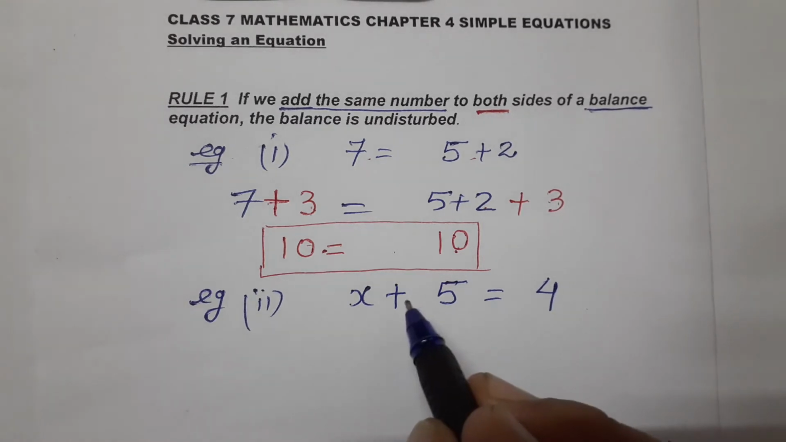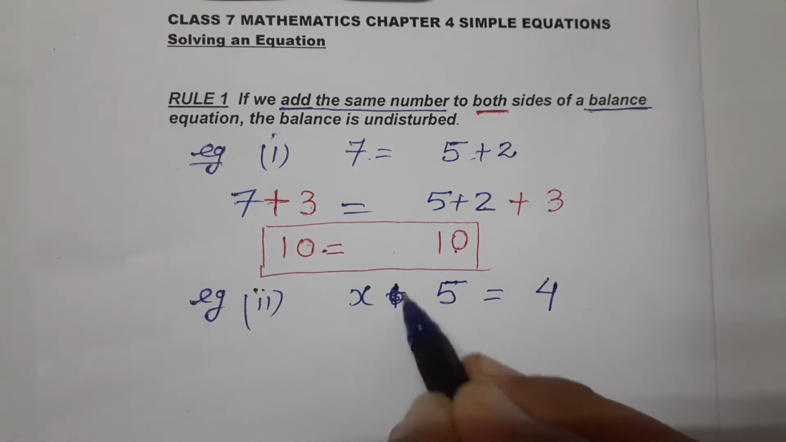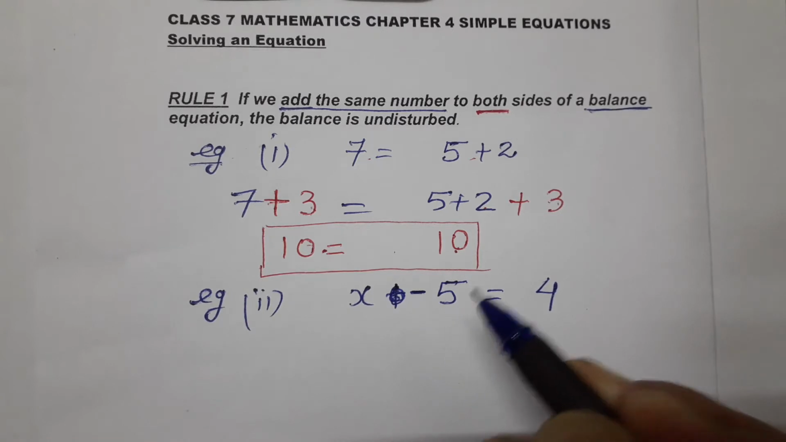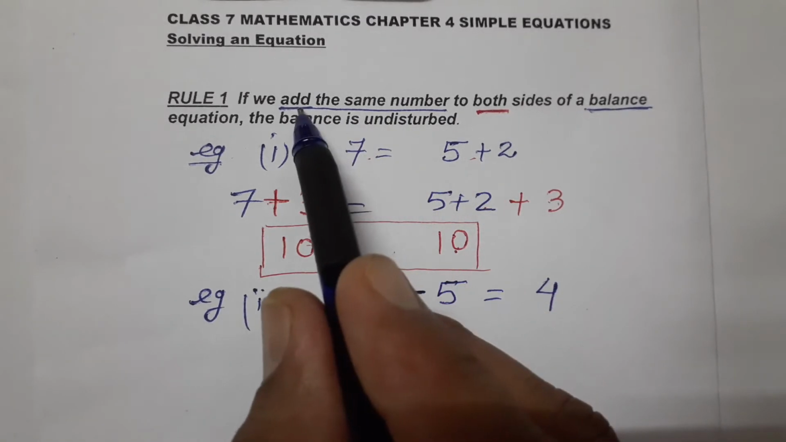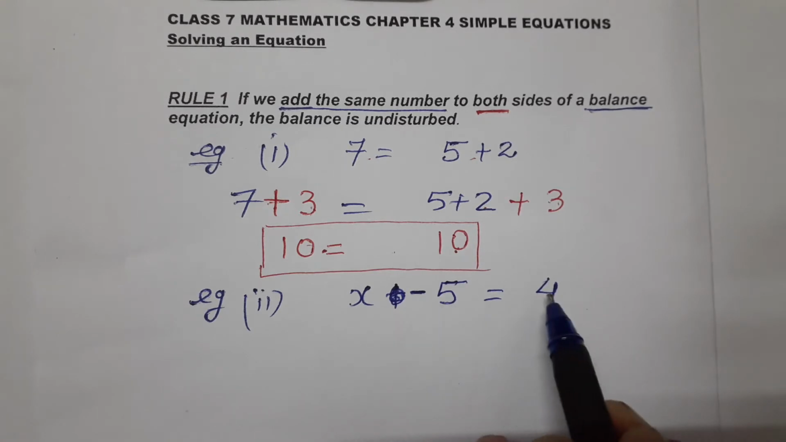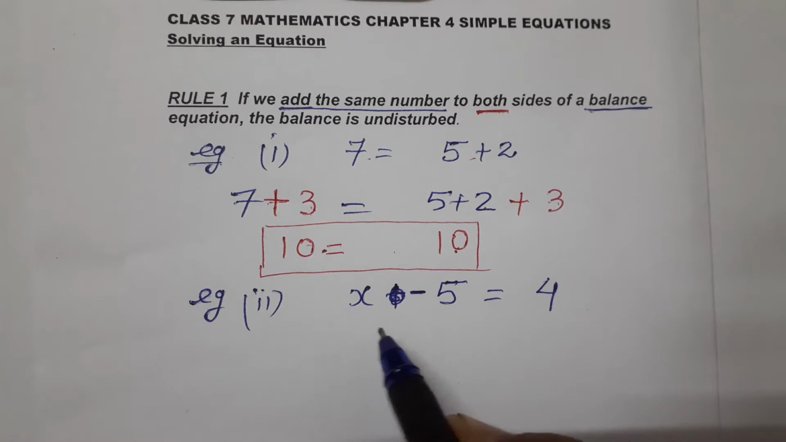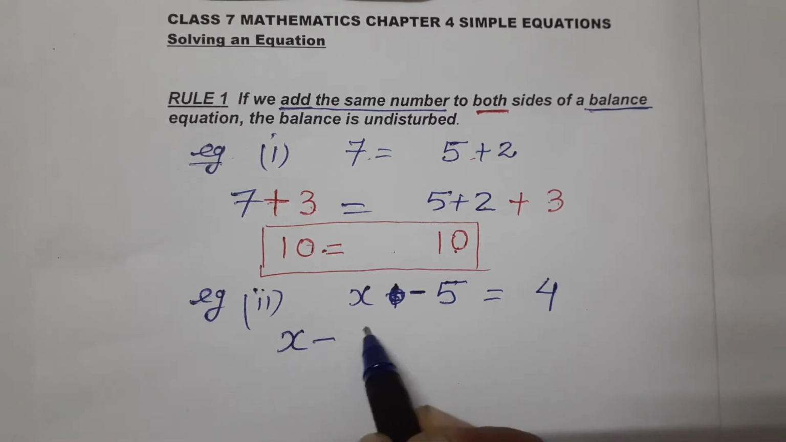Or we'll take minus 5 here. Instead of plus we are taking minus to solve it. We have to see the addition one. So let's take minus 5 instead of this. So x minus 5 equals 4, we have taken one of the equations. Now I am adding 5 to both sides. So this is our equation.